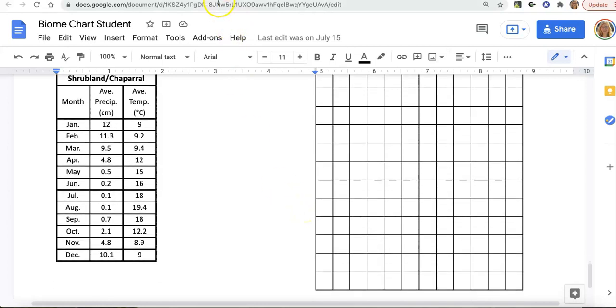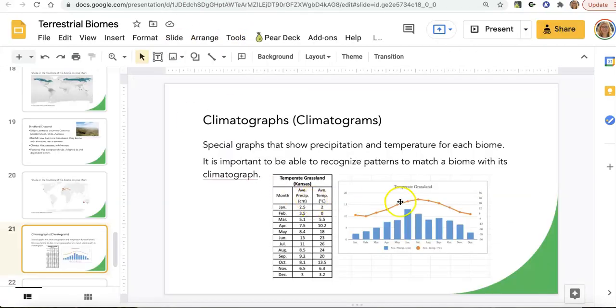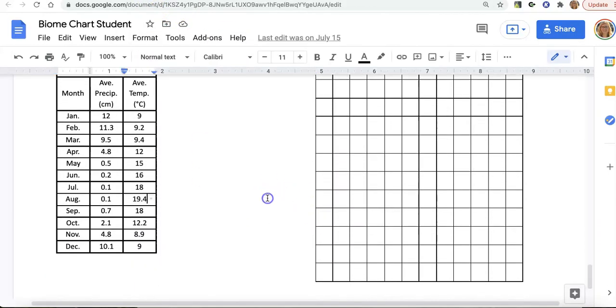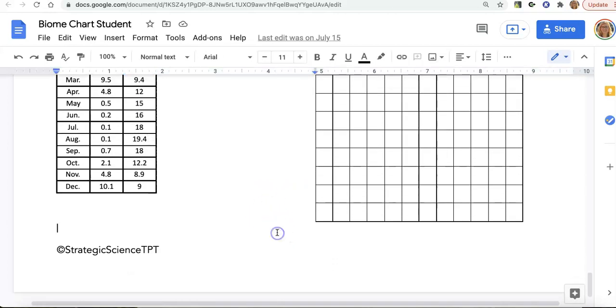When you're done, your graph will look something like this. And so the line represents temperature, and the bars represent precipitation. And this is helpful for us to understand the climate of a biome. So go ahead again and hand graph this graph, and then you'll be done.